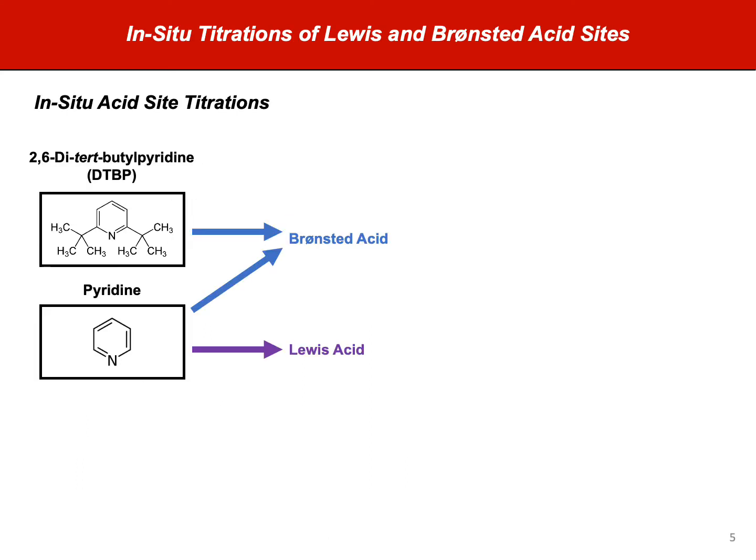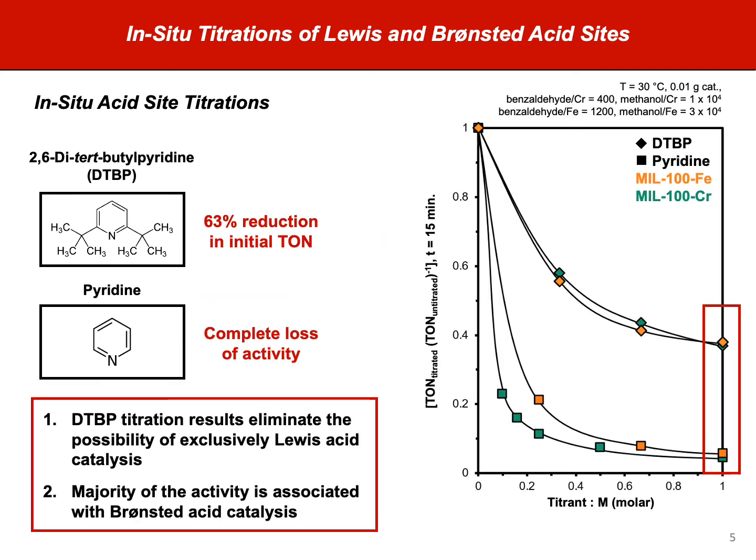Two separate molecules were used for our in situ titrations, 2,6-ditert-butylpyridine and pyridine. Note that 2,6-ditert-butylpyridine only titrates Brønsted acid sites selectively and does not titrate Lewis acid sites, whereas pyridine titrates both Lewis and Brønsted acid sites. When we plot the fractional reduction in net turnover number as a function of titrant to metal molar ratio, we find that pyridine is able to titrate almost all of the catalytic activity at a nitrogen to metal molar ratio of 1.